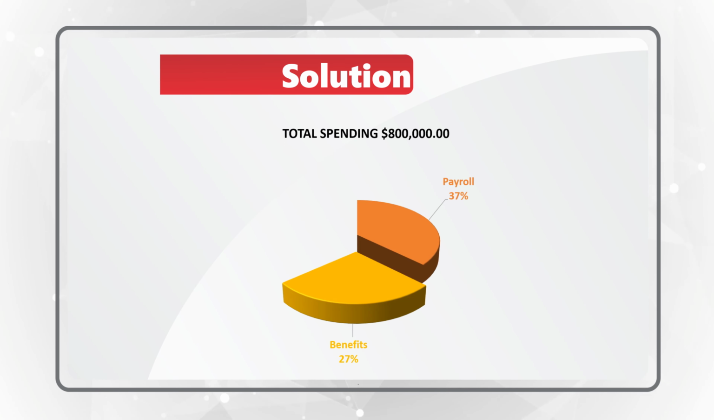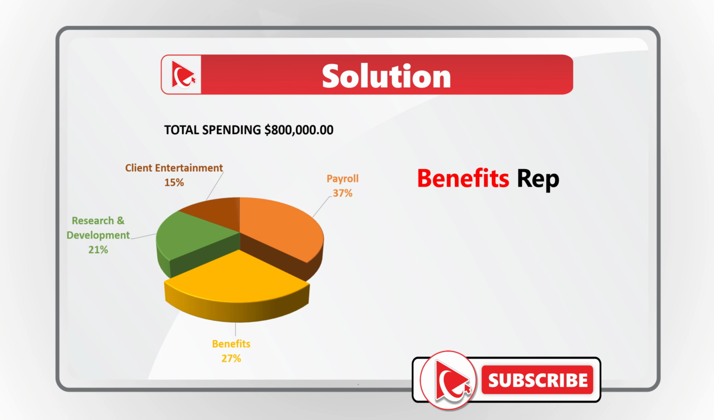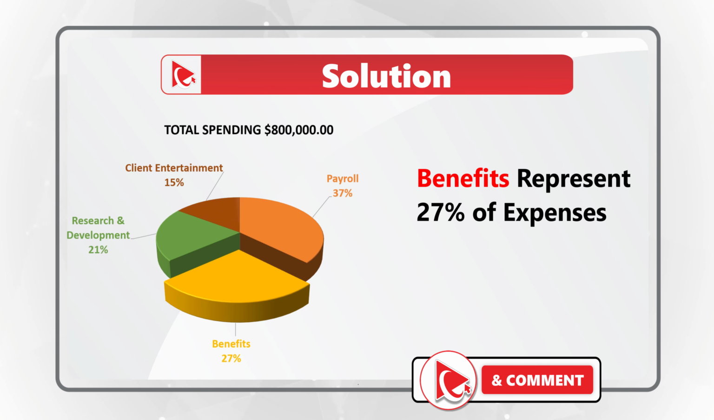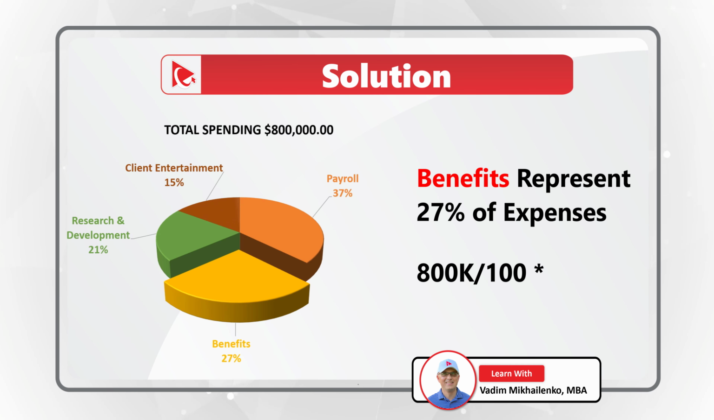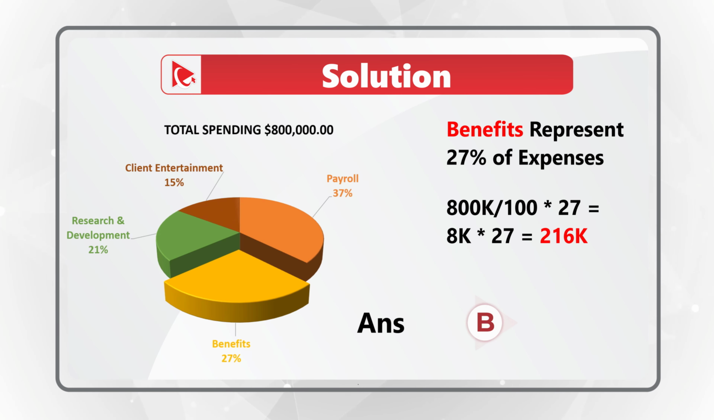First step to solve it is to look at the chart and identify the benefit segment. Benefits represent 27% of all expenses. To calculate the amount for benefits, we need to divide 800,000, which is total expense, by 100 and multiply by 27, because benefits represent 27%, which would be equal to 8,000 multiplied by 27, which would be equal to $216,000. So the correct choice here is choice B, $216,000.